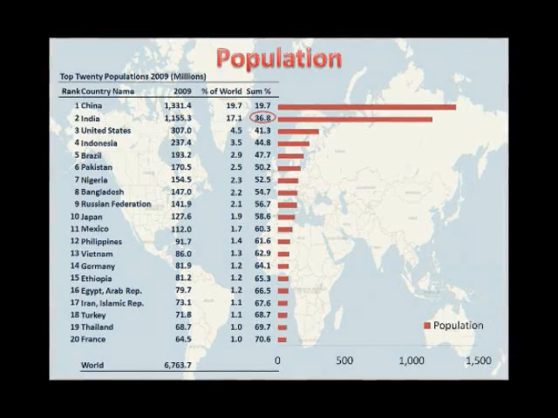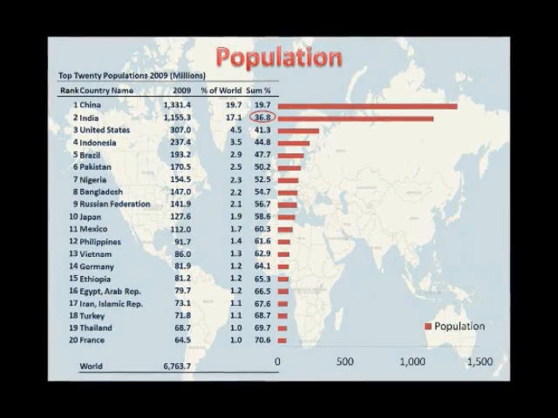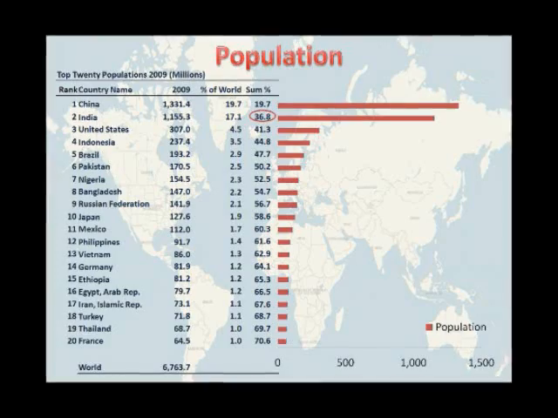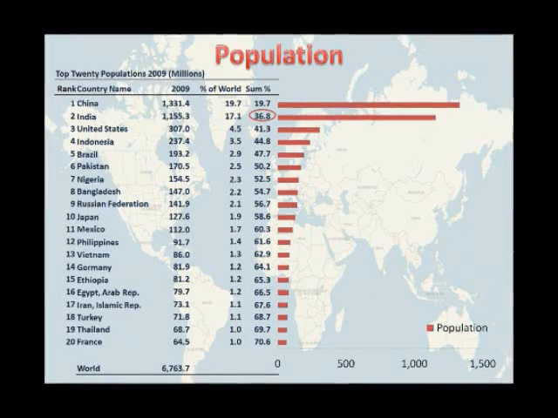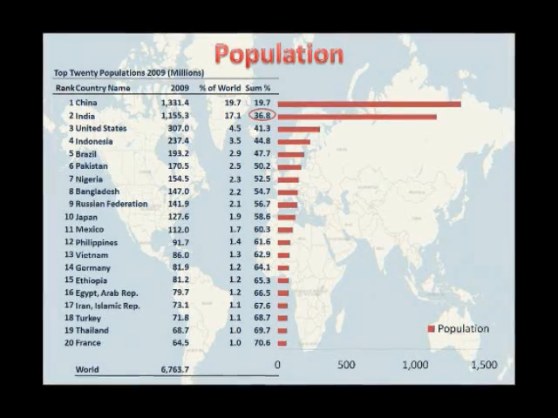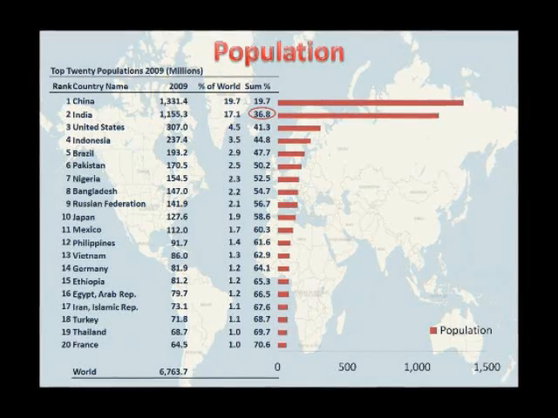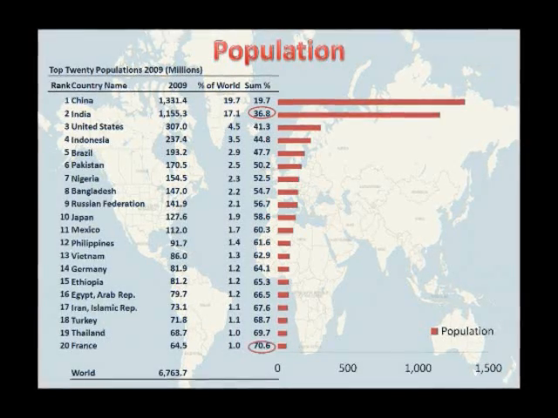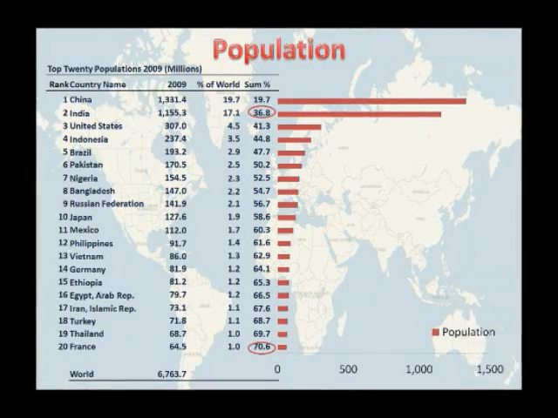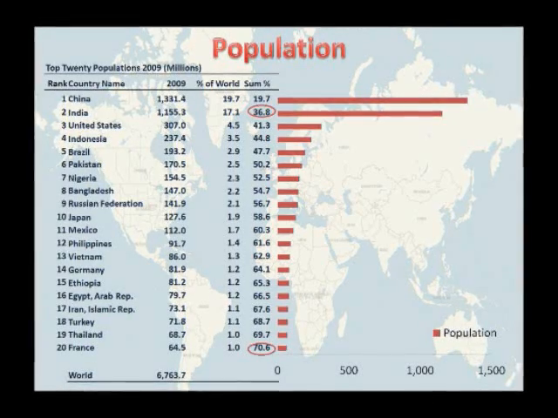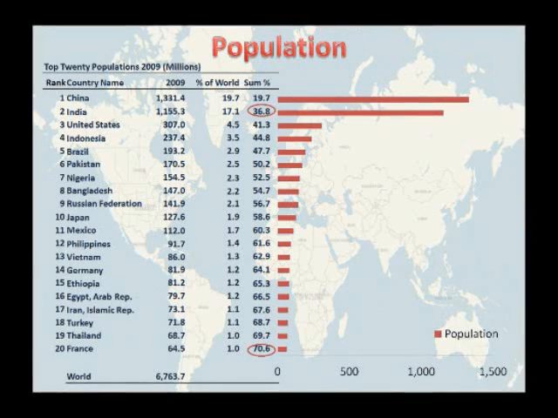In the list, there are a number of Asian countries besides China and India. There is Pakistan, Indonesia, Bangladesh, Japan, Philippines, Vietnam, Turkey and Thailand. These top 20 countries account for 71% of the world's population. The bar chart clearly shows the differences in population sizes between the countries.